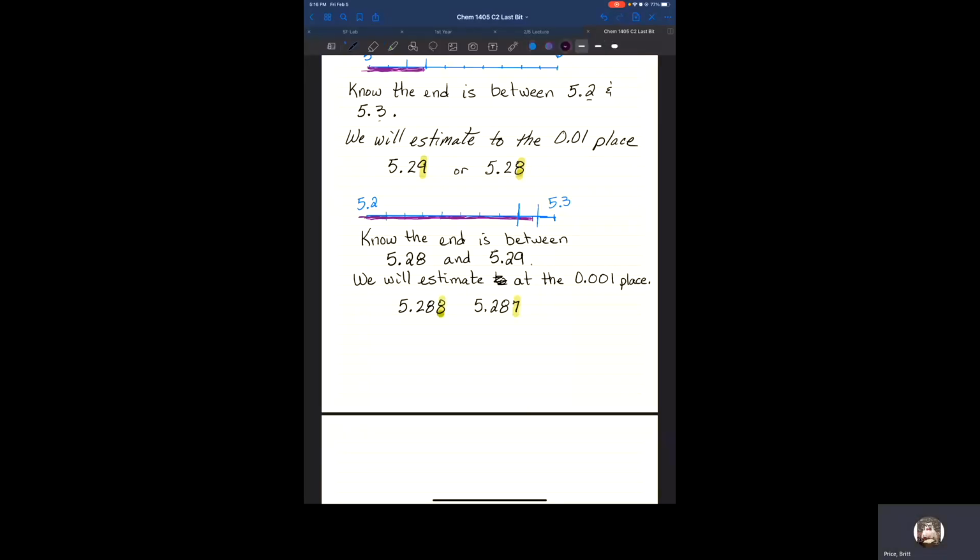This notion of having digits in a number that you know for sure, I know those, and there's my guess, is what's called significant figures. And that's what we're talking about on Friday.